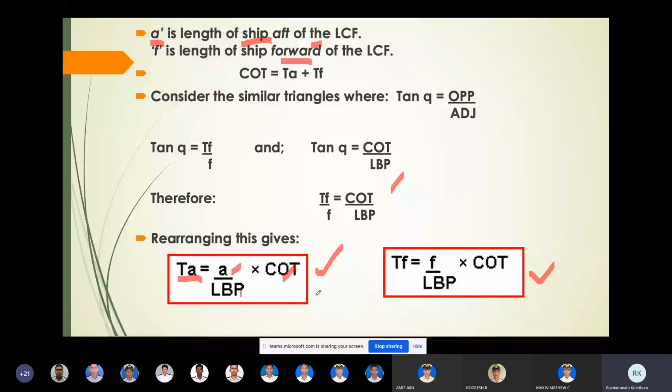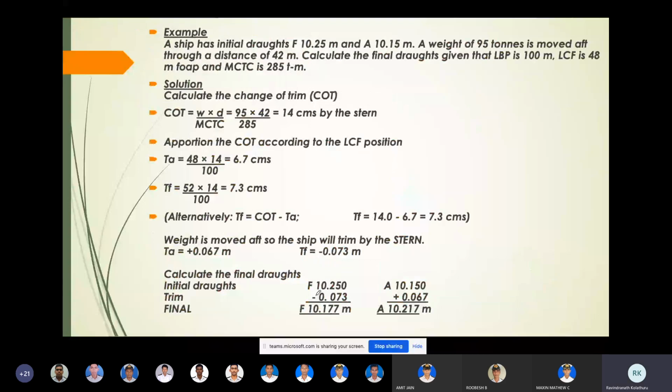So let's do one problem. Here also the concept is the same as we did in the last problem. You're going to just find out the change of trim, and you're going to find out the corrections forward and aft. Only thing, there we distributed it equally. Here there might be some difference. One might be more and one might be less.